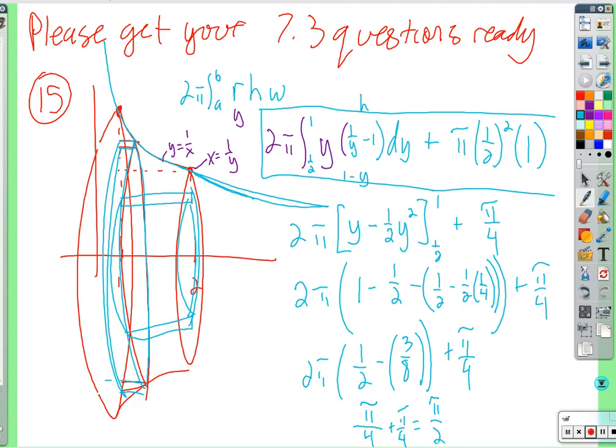Because this region is bigger, but this region gets rotated around a larger radius. So what I was seeing is that they both have the same volume. Pi over 4, and the other one has pi over 4, but this one gets rotated around a bigger radius, so there's more of it. So yeah, completely cool. Alright, other questions?